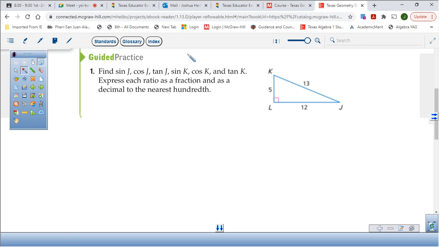We can copy it down. Make sure we're looking for sine of j, cosine of j, tangent of j, all these things.